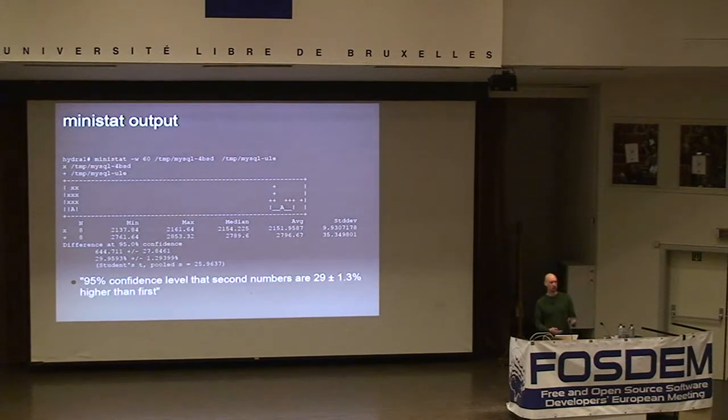So Ministat takes your two sets of data, which might be noisy and hard to interpret, and gives you an actual concrete interpretation of it.